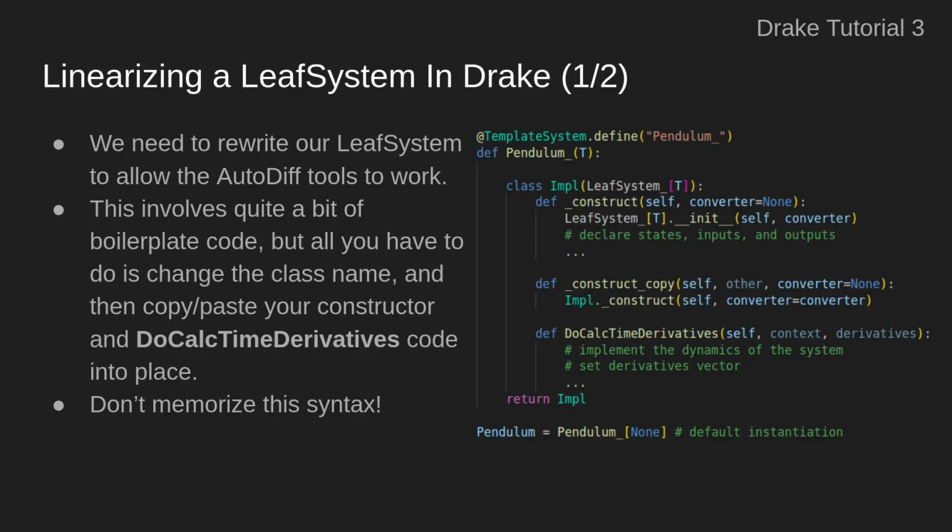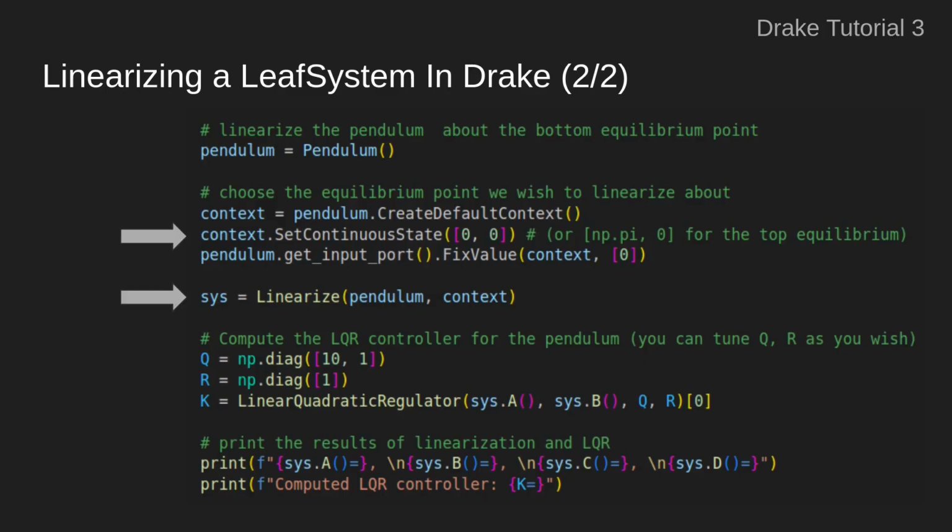All you have to do is copy and paste the code you see on the screen and then implement your constructor and the DoCalcTimeDerivatives function as normal. In fact, I provided a complete working example in the starter code for this tutorial. Once we have our LeafSystem class written, we can linearize. First, we create the pendulum object. Then we specify the equilibrium pair x star, u star.